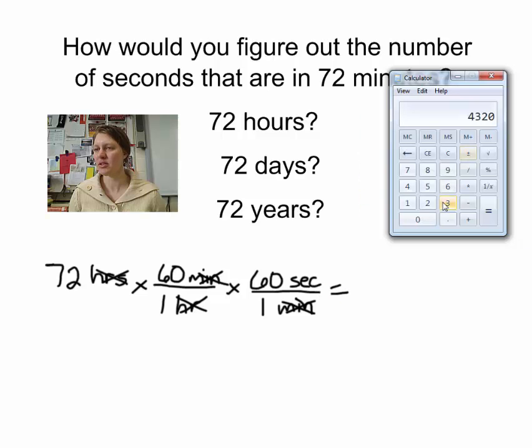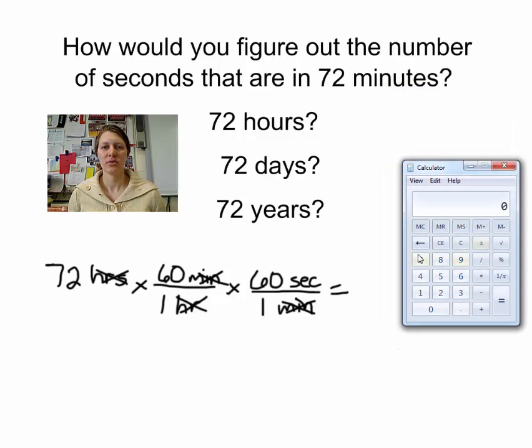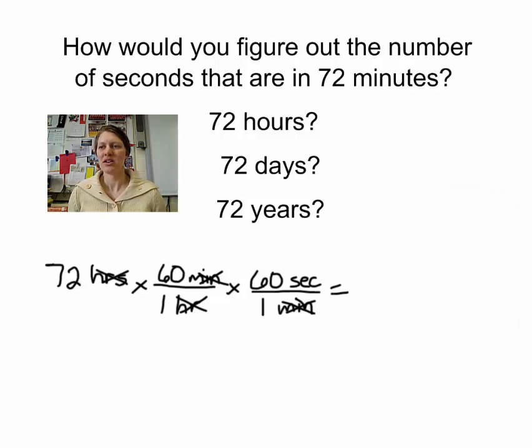So if I pull my calculator back over and we go 72 times 60 times 60 again, so I'm just multiplying everything across the top, and really then I would do equals and then divide it by everything that's on the bottom. In this case, since I'm dividing everything by 1, it doesn't change anything. So then my final answer is going to be 259,200 seconds. And you could write that in scientific notation as well.